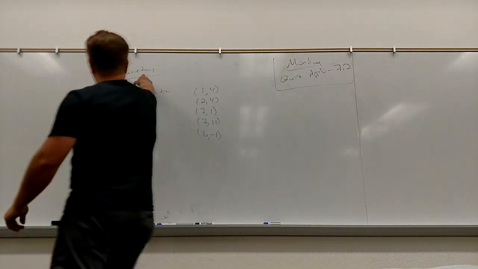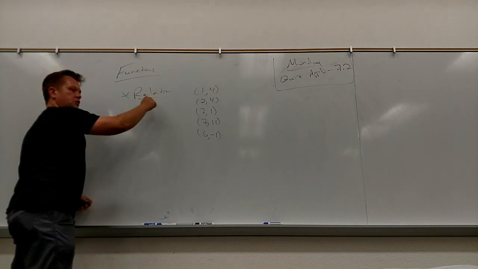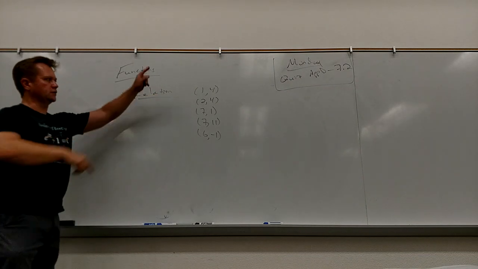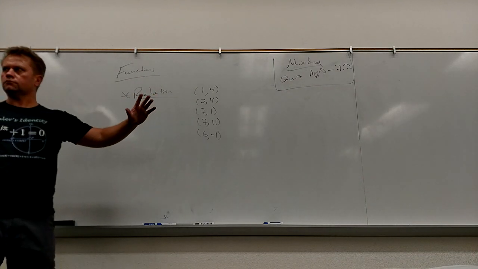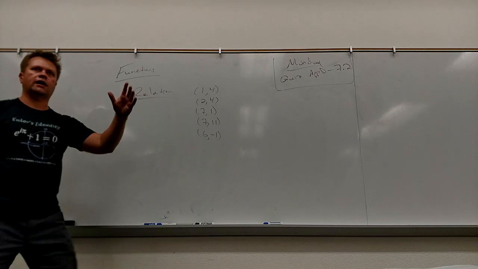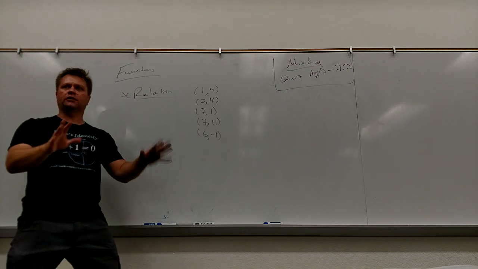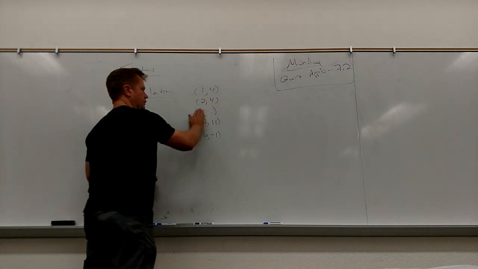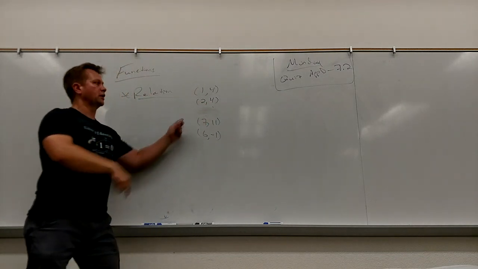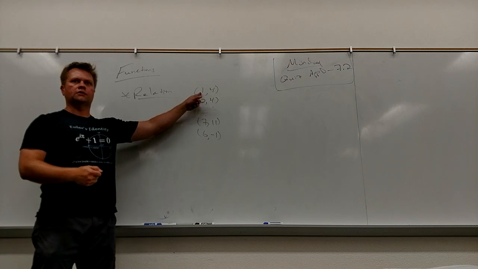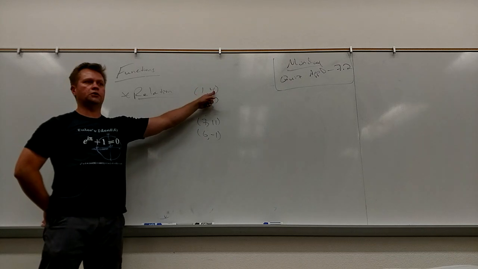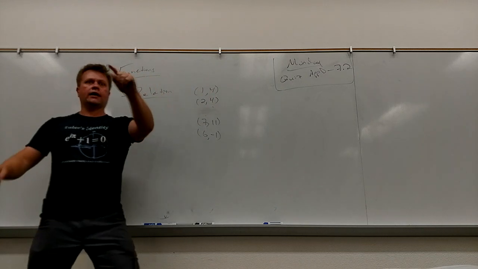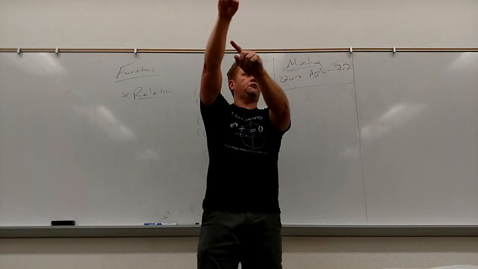So a function is a special relation. What would I have to take out of here to make this a function? If I was allowed to delete one of these points, one of these two. If I deleted this, that's a function. Why? Because every input has only one output. Now, these both go to 4, don't they? But that's fine. I could say 1 second later, the ball is at 4 feet.